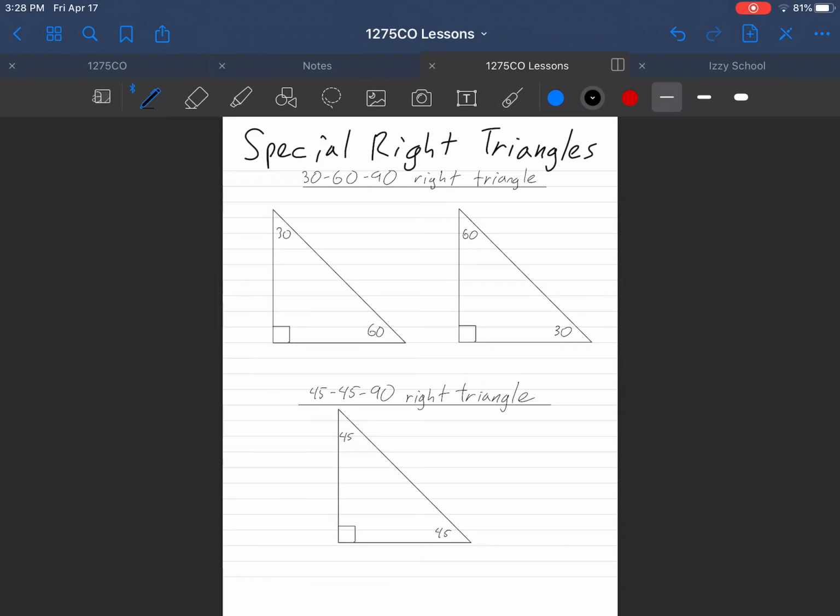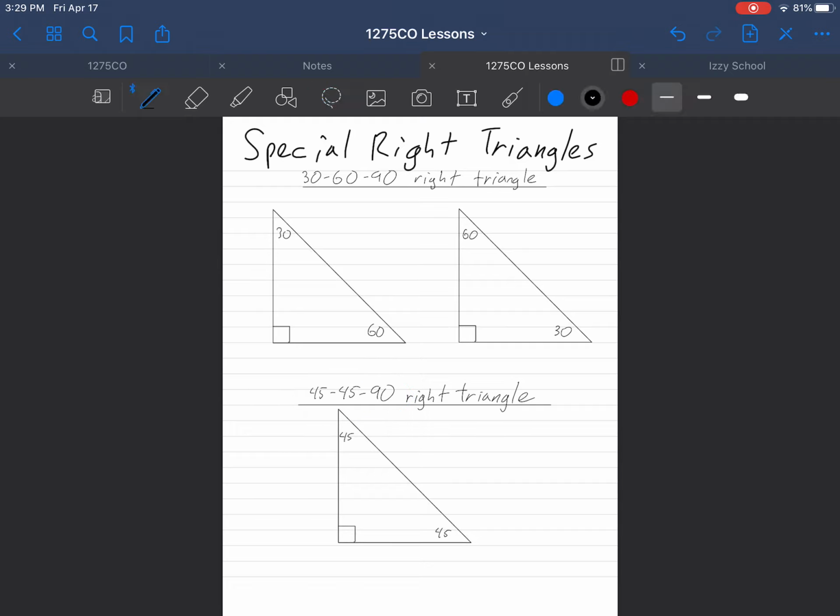Hello all, recording a lesson here on special right triangles that we discussed today. But in more detail, there are two special right triangles. One of them is called a 30, 60, 90 right triangle. The other one is called a 45, 45, 90 right triangle.